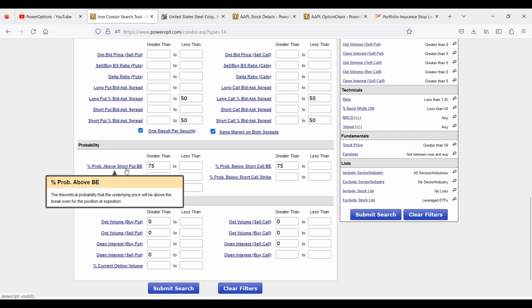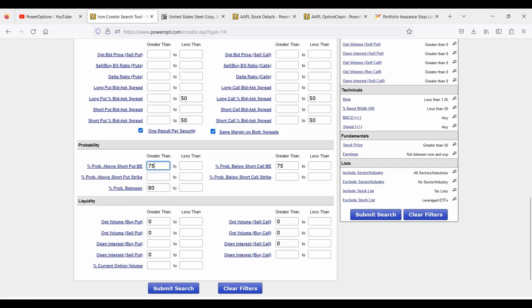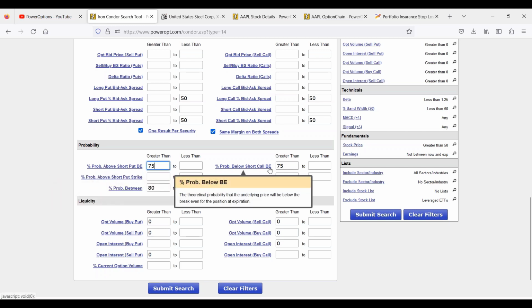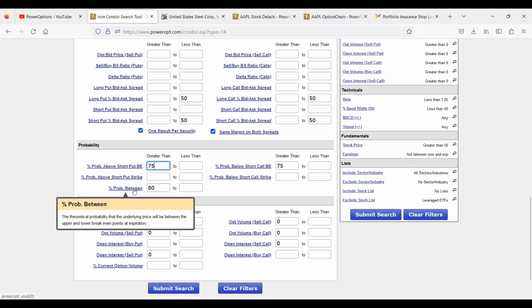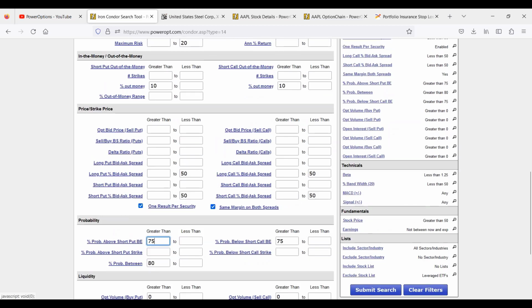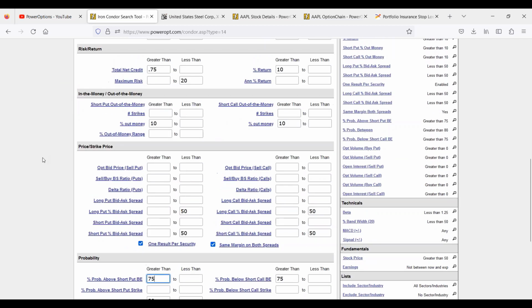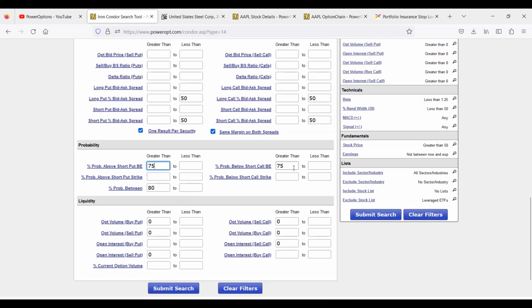We're looking for our default screen. It's looking for percent probability above the short put to be 75%, and the percent probability to be below the short call, I'm sorry, William, to be 75%, with a percent probability between of 80% or more. The theoretical probability the stock will remain between the strike prices at expiration. That's what I prefer to use.